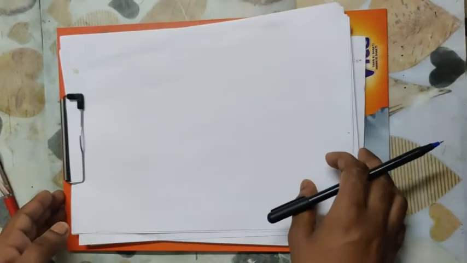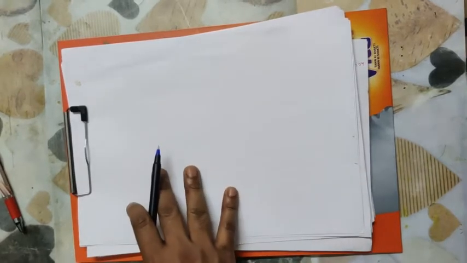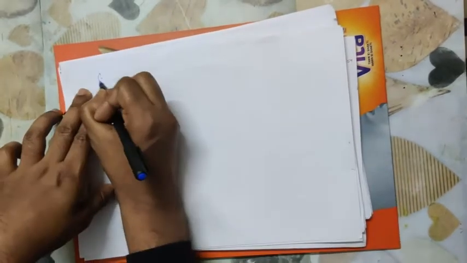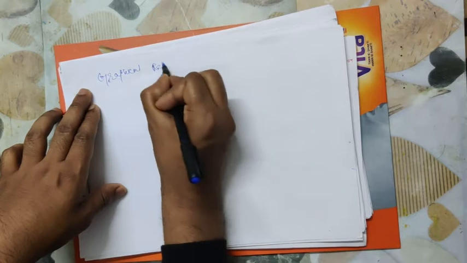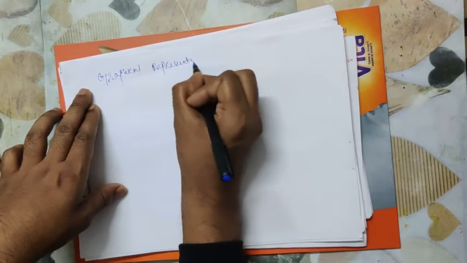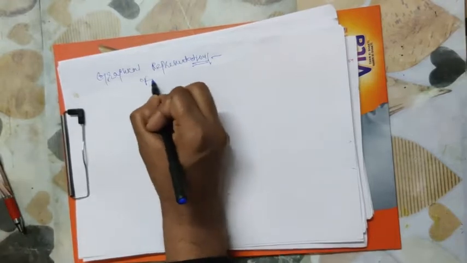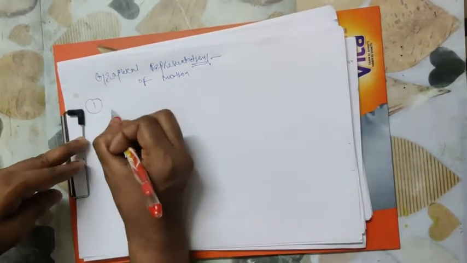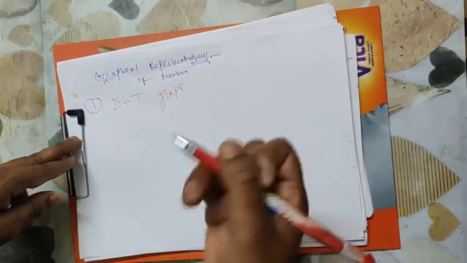In this video, let's start with the next topic, that is graphical representation of motion. We have different types of graph that we have to consider. You have to make notes in your notebook. Graphical representation of motion. First we have the distance time graph. After that we have the velocity time graph.